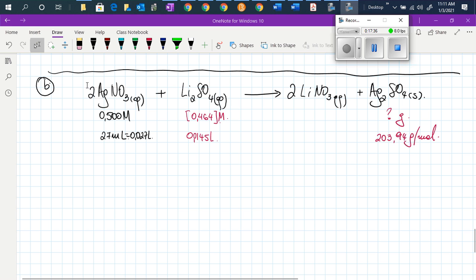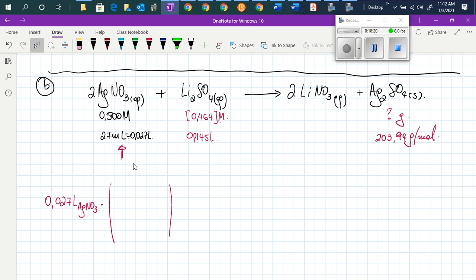So I will start by doing the Stoich for the mass of the precipitant, silver sulfate, when we suppose that we know only silver nitrate, and then the second Stoich for lithium sulfate. So we'll start with the Stoich using as a starting point silver nitrate: 0.027 liters of silver nitrate.